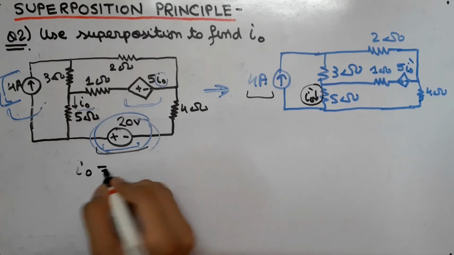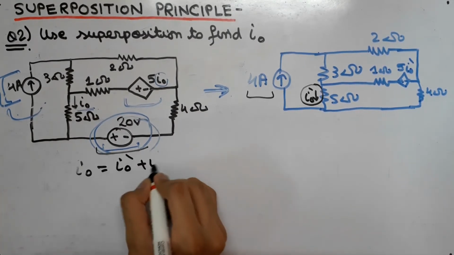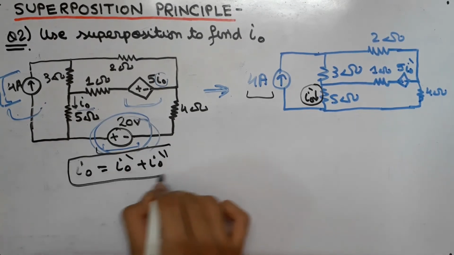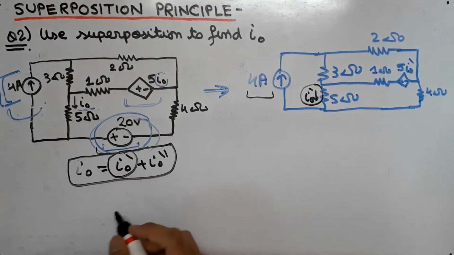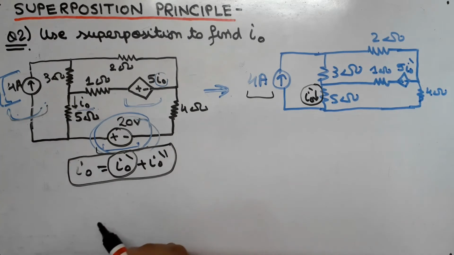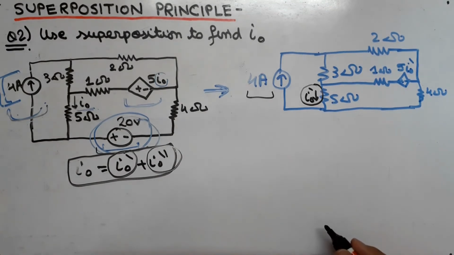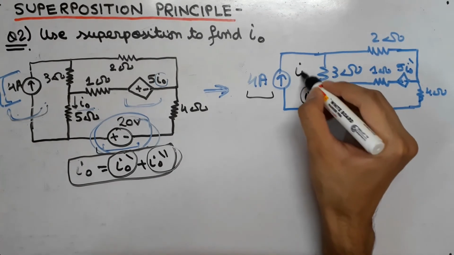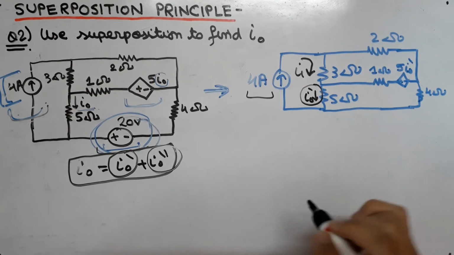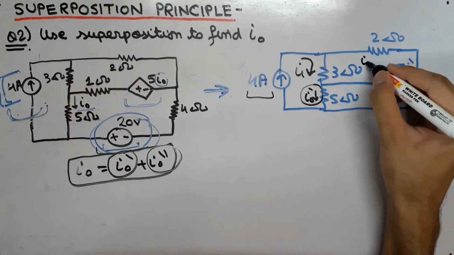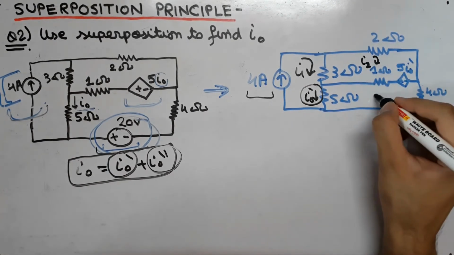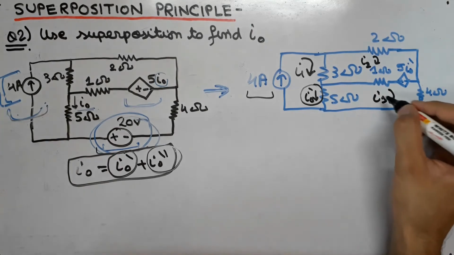So we will find that I0 is equal to I0 dash plus I0 double dash. So first of all we are going to find I0 dash, which is due to this ammeter source, and then we are going to find I0 double dash, which will be due to this voltage source. So first of all we are going to consider some currents. That is, we will consider current I1 that will flow from here, current I2 which will flow in this circuit, and I3 which will flow over here.